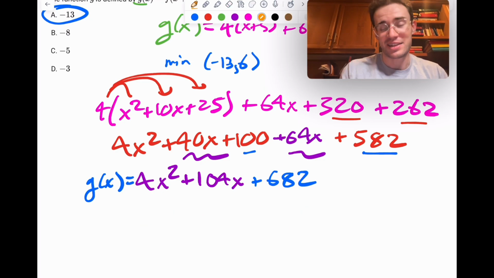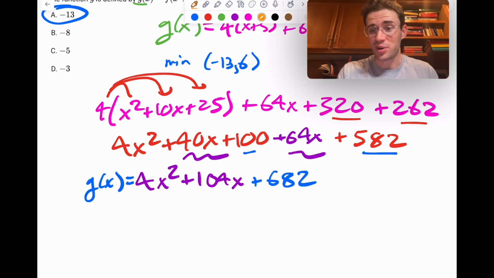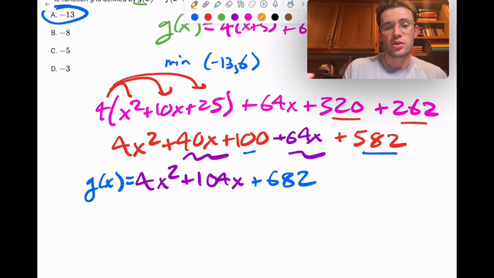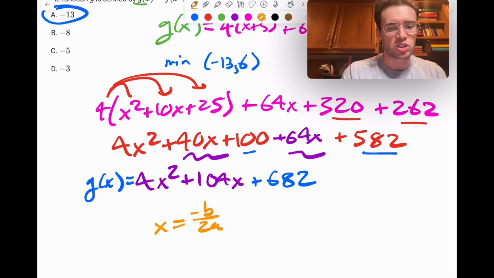I guess if you've taken calc, then maybe do this. Otherwise, definitely do Desmos. You could complete the square. You could do axis of symmetry, which is not too bad. Let's show that way. So x equals negative b over 2a. Just make sure you remember this.